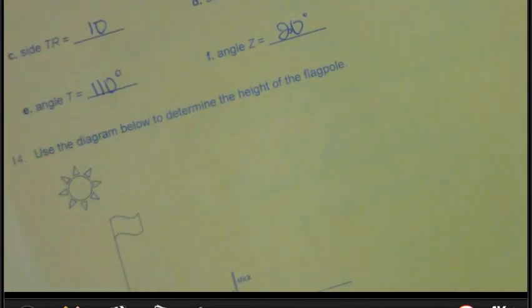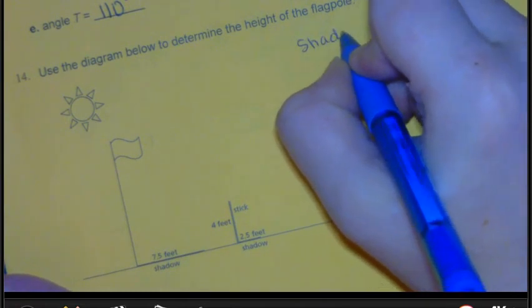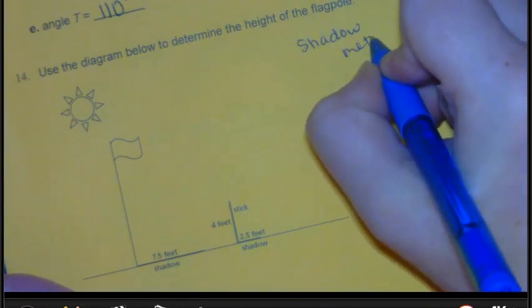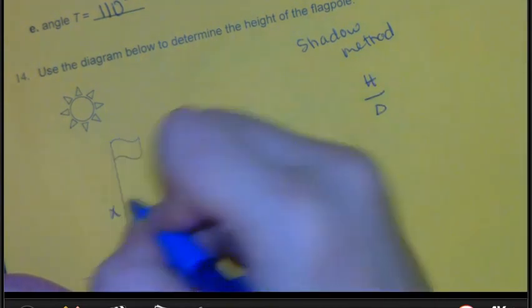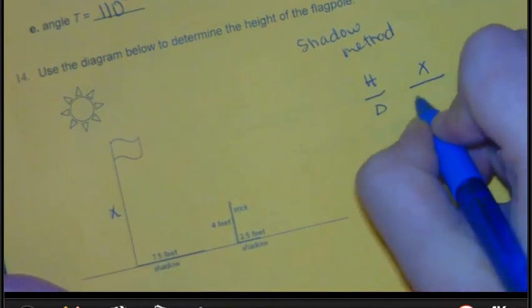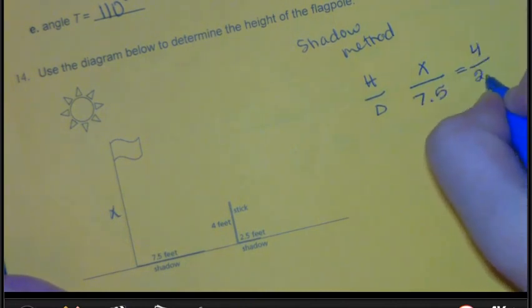All right, number 14, use the diagram below to determine the height of your flagpole. So it looks like this is my shadow method. So I'm going to do height over distance, and we're going to start with the flagpole. So x over 7.5 is equal to 4 over 2.5.